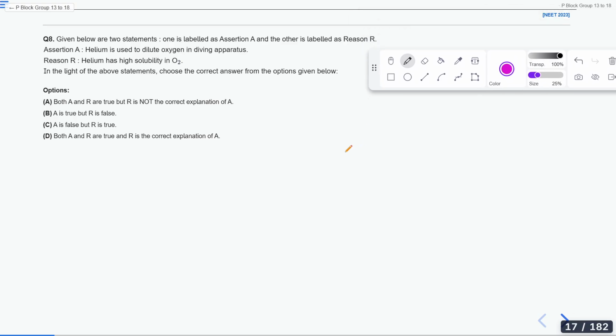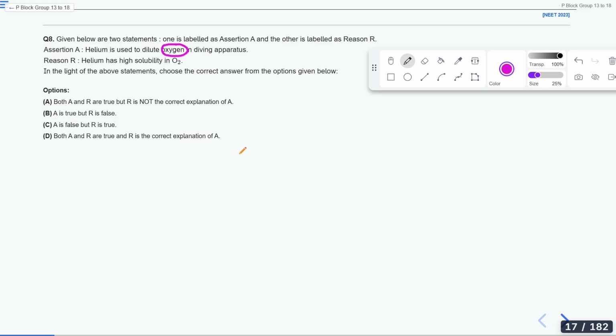Again, a statement assertion type question. First one, helium is used to dilute oxygen in diving apparatus. Second, helium has high solubility in O2. So this is a question from solution. So let me tell it to you.